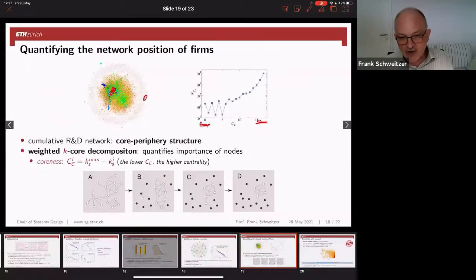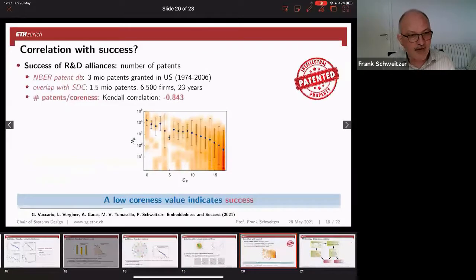And now the most obvious question is, does this structural measure tell us anything about the success of the firm? Is a firm that is in the core more successful than a firm that is in the periphery? And therefore, we have made a correlation analysis where we looked into the output of these firms.